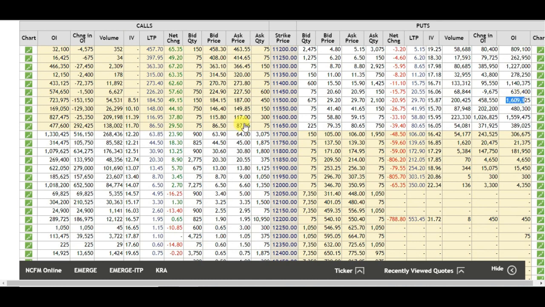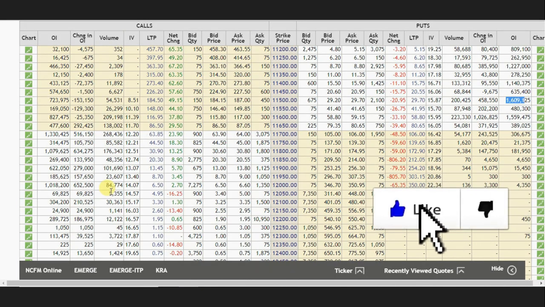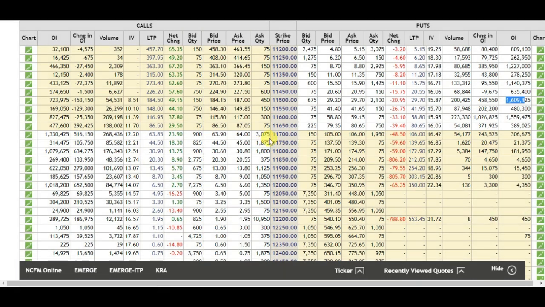Now let's go to the call side, and we'll try to find resistance for the 21st of October. At 11,700, the change in open interest is 5.1 lakh contracts, and the cumulative open interest is almost 13 lakh contracts. As the net change is plus 23, it means call buyers bought the contracts at this strike price. Now at 11,800, the change in open interest is 6.3 lakh contracts, the cumulative open interest is almost 1 million contracts, and again the net change is plus 13. It means the call buyers bought the contracts.